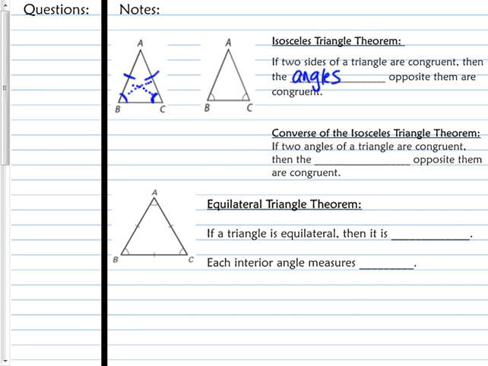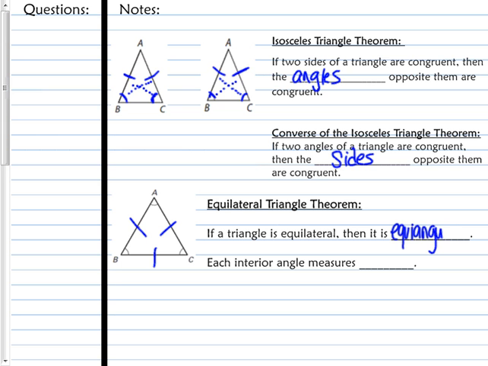The converse of that is also true. If 2 angles of a single triangle are congruent, then the sides opposite them are also congruent. So here's my angle. If I follow it over, that side, here's my other angle, follow it over, is congruent to that side. So if the angles are congruent, the sides opposite to them are congruent as well. With an equilateral triangle, equilateral means all 3 sides are the same. So if it's equilateral where all 3 sides are the same, marked with 1 tick mark on each side, then it is also called equiangular.